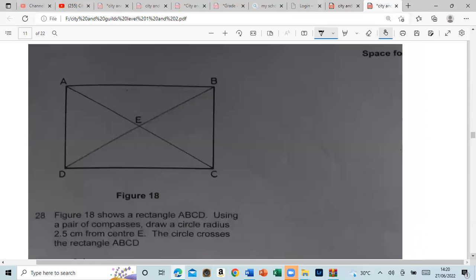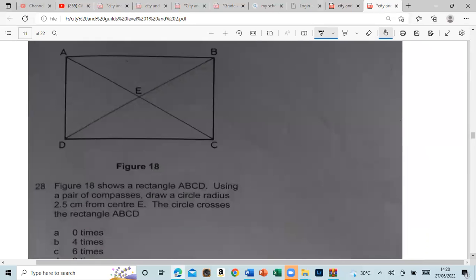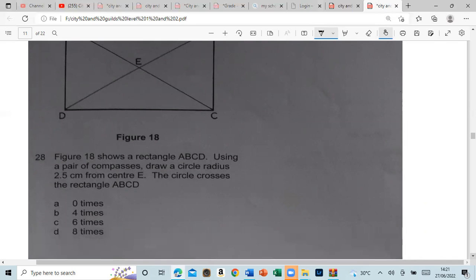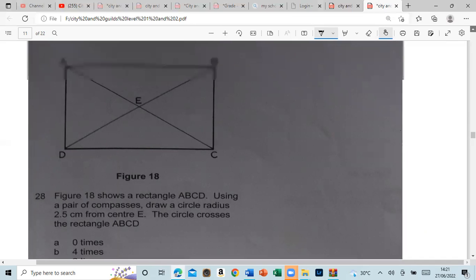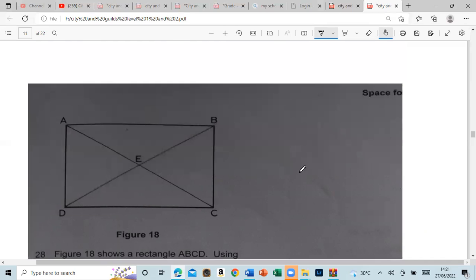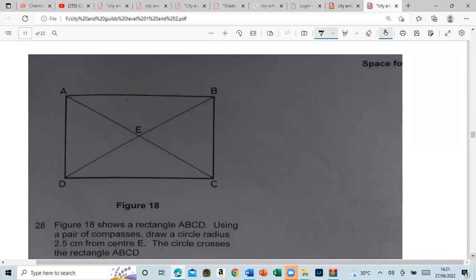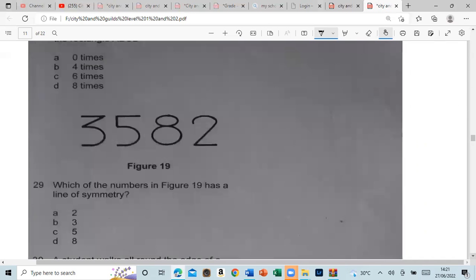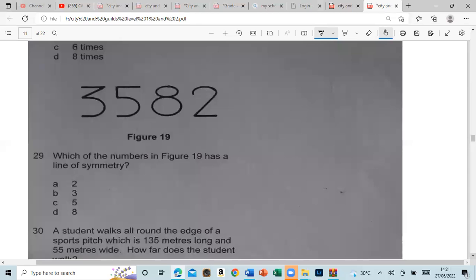28. Figure 8 shows the rectangle ABCD. Using a pair of compasses, draw a circle of radius 2.5 centimeters from center E. How many times does the circle cross the rectangle ABCD? They didn't give any measurements, so I'll leave out the one there, guys. Using a pair of compasses, draw a circle, radius 2.5. If you actually do that, so we'll leave out the one.